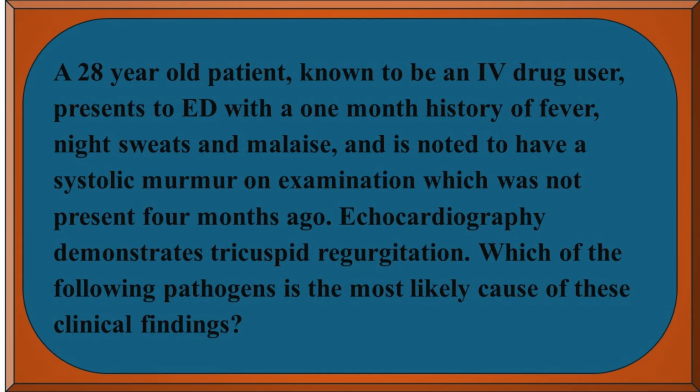A 28-year-old patient, known to be an IV drug user, presents to ED with a 1-month history of fever, night sweats and malaise, and is noted to have a systolic murmur on examination which was not present 4 months ago. Echocardiography demonstrates tricuspid regurgitation. Which of the following pathogens is the most likely cause of these clinical findings?